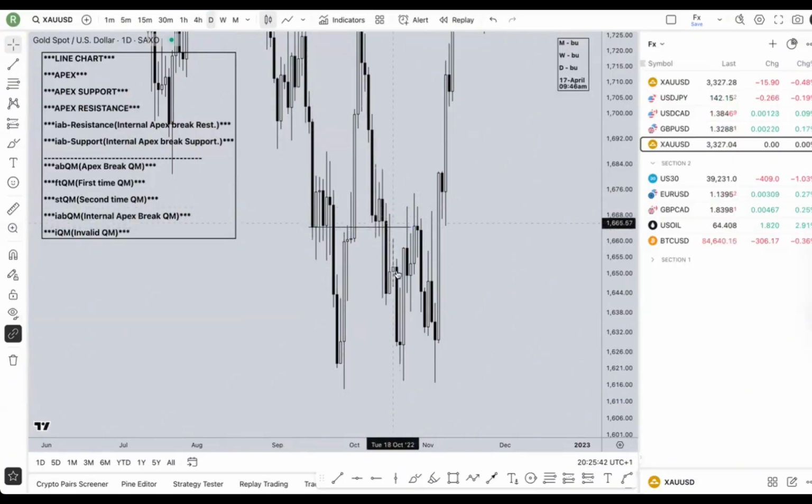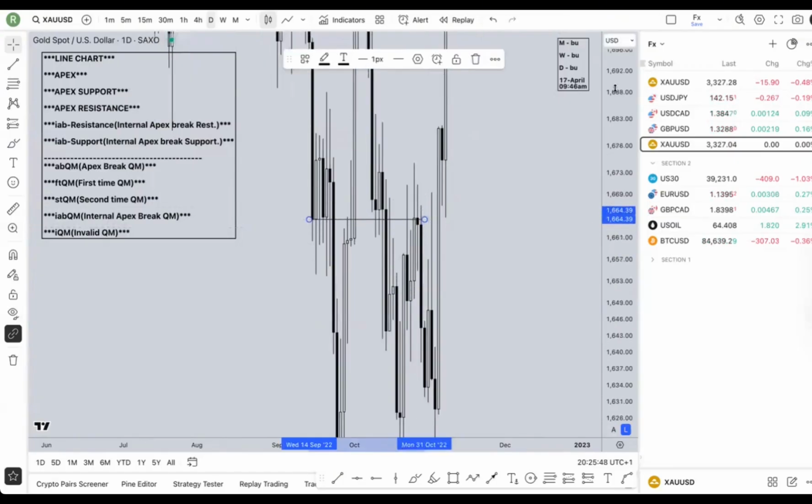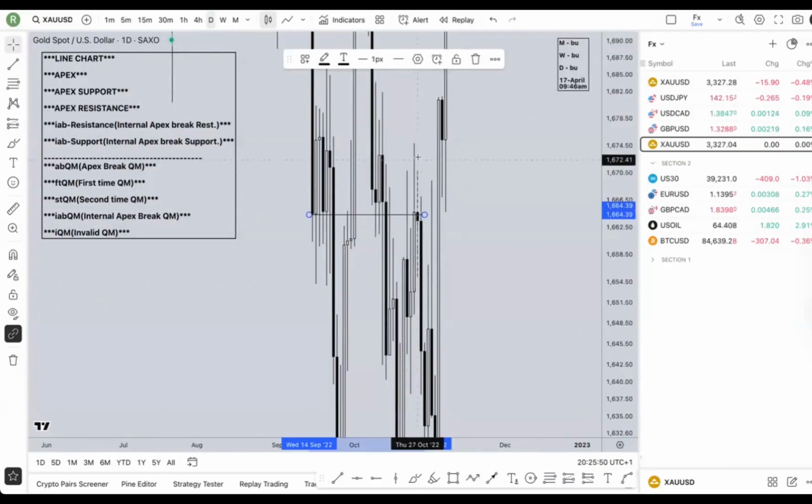Break it here, came back down. Then later, the market came back and broke through it again. You see, breaking through it again, breaking it down again. It became STQM. STQM means second time QM. Now, we only use two types of QM. We only use the FTQM and the STQM.